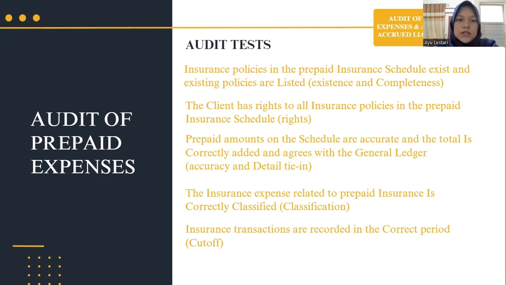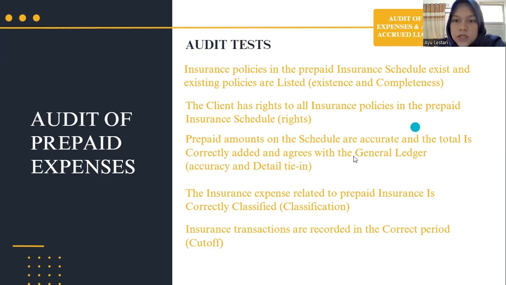And the second one is that the client has rights to all insurance policies in the prepaid insurance schedule, or we call it rights. This is in the test. The party who will receive the benefit if an insurance claim is filed has the rights. Actually, the recipient named in the policy is the client, but when there are mortgages or other liens, the insurance claim may be payable to the creditor.